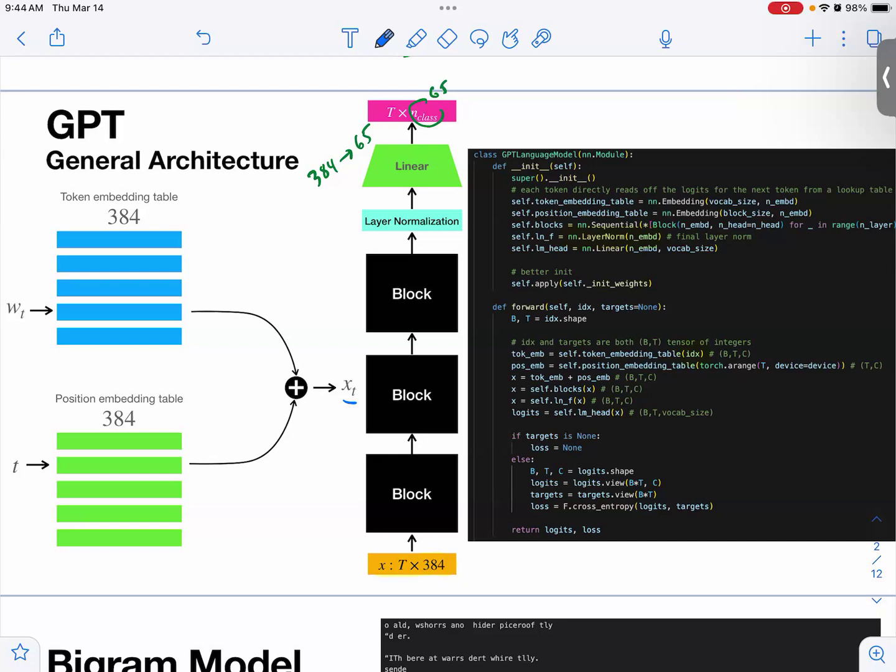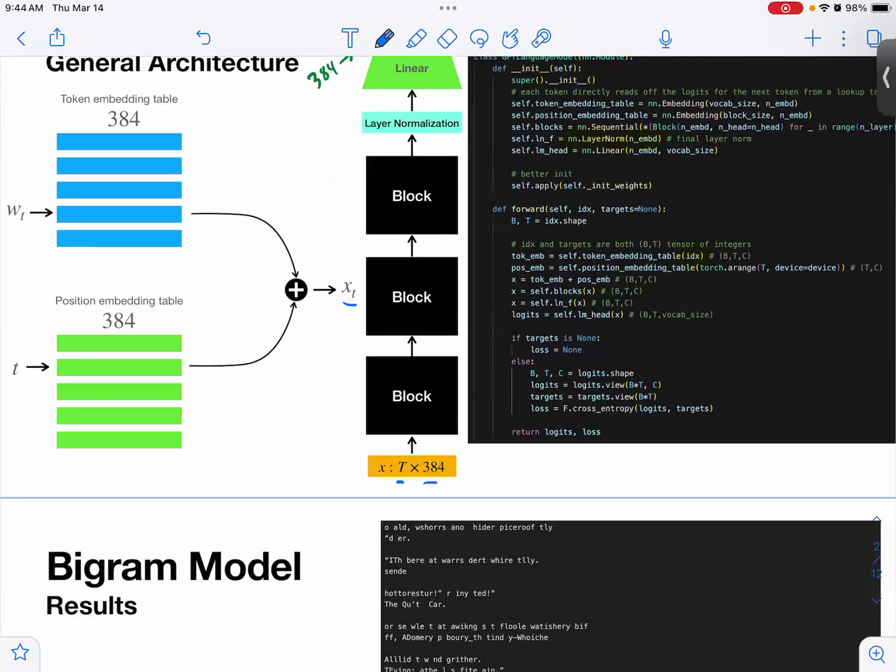So you get T, the size of the context, times the dimension of the embedding. Basically you get x0, x1, up to xt minus 1. So this is T-dimensional, and this is 384, the embedding dimension. What really happens is this corresponds to the batch, which often I ignore, but we'll get to that.